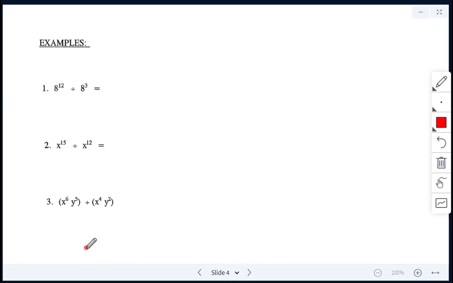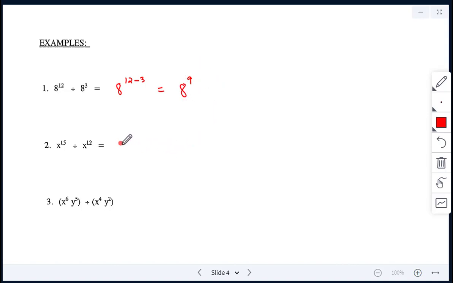All right, let's take a look at some examples. Our first example, we have 8 to the power of 12 divided by 8 to the power of 3. Our law states that we subtract our exponents if the bases are the same and they're being divided. First step, our 8 is our base, and we subtract 12 minus 3, and that becomes 8 to the power of 9. Since we're working with numbers here, we could put this into standard form, but we're going to leave our answers in exponential form.